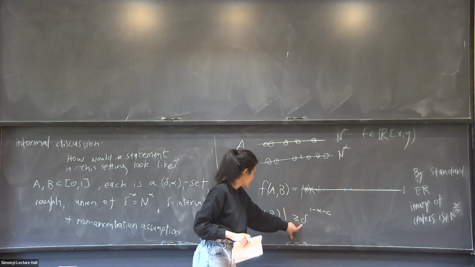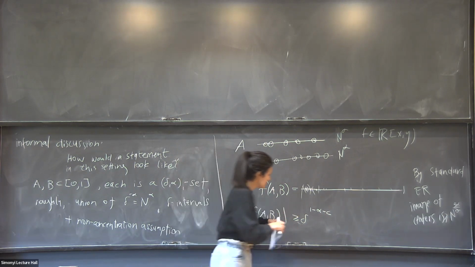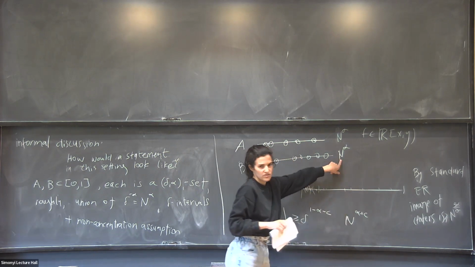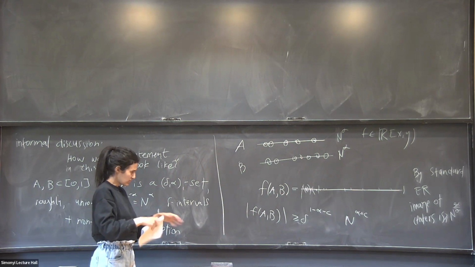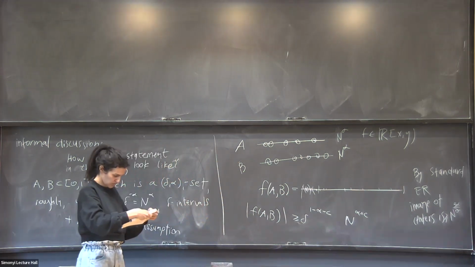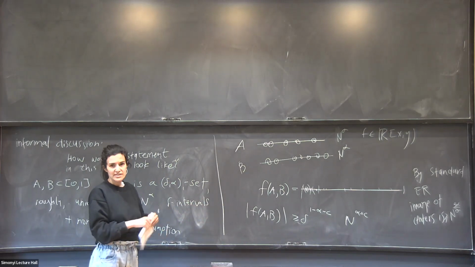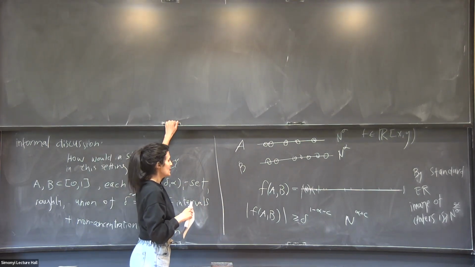So how many intervals do I need in order to cover the image set? So it's n to the power alpha plus c. So slightly more than n to the power alpha. Okay. So I didn't write a formal statement, but we prove this type of result. Okay, so this is the discretized setting. This is how statements there look like.